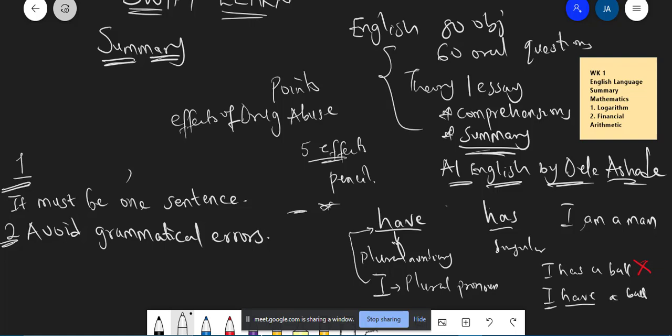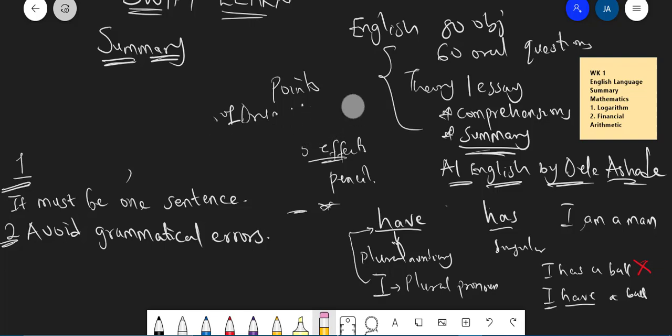So the same thing. I'll raise some things here. The same thing applies if you are dealing with "we" or whatever. "We" is a plural pronoun, so you can't say "we has" or "they has." You have to use the word "we have."